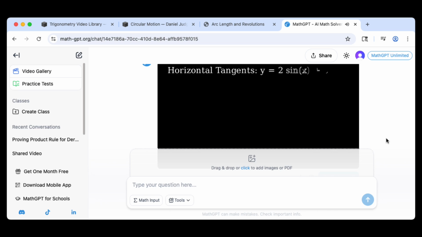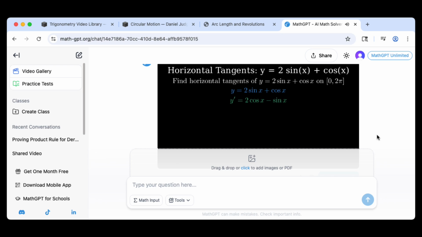In this lesson, we will determine where the curve y equals 2 sine x plus cosine x has horizontal tangents on the interval from 0 to 2 pi. We will compute the derivative, set it equal to 0, solve for the x values, find the corresponding y values, and confirm on a graph. Step 1. Compute the derivative. Our function is y equals 2 sine x plus cosine x. The derivative is y prime equals 2 cosine x minus sine x.